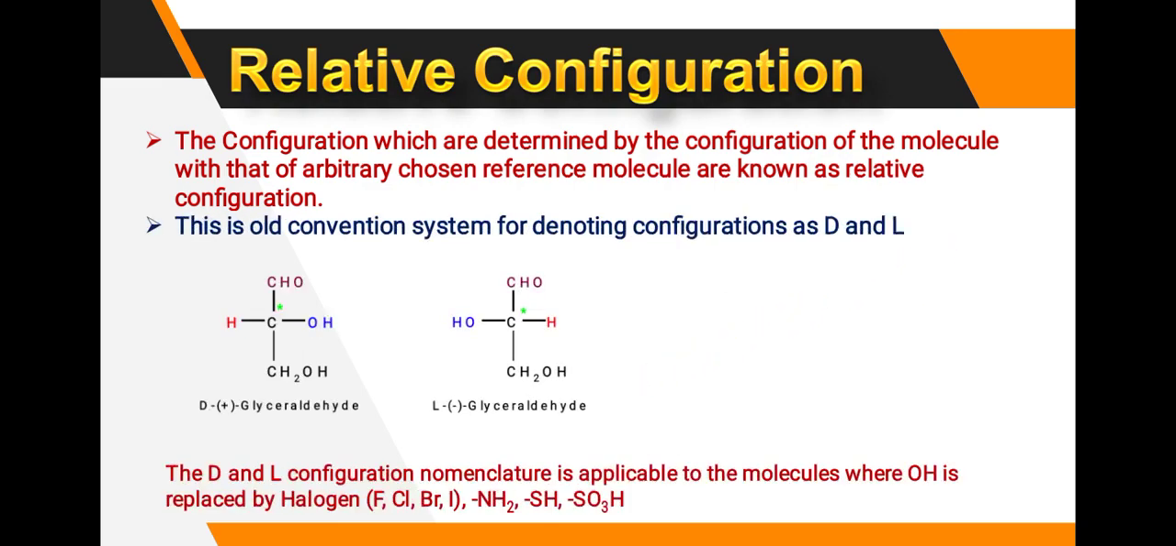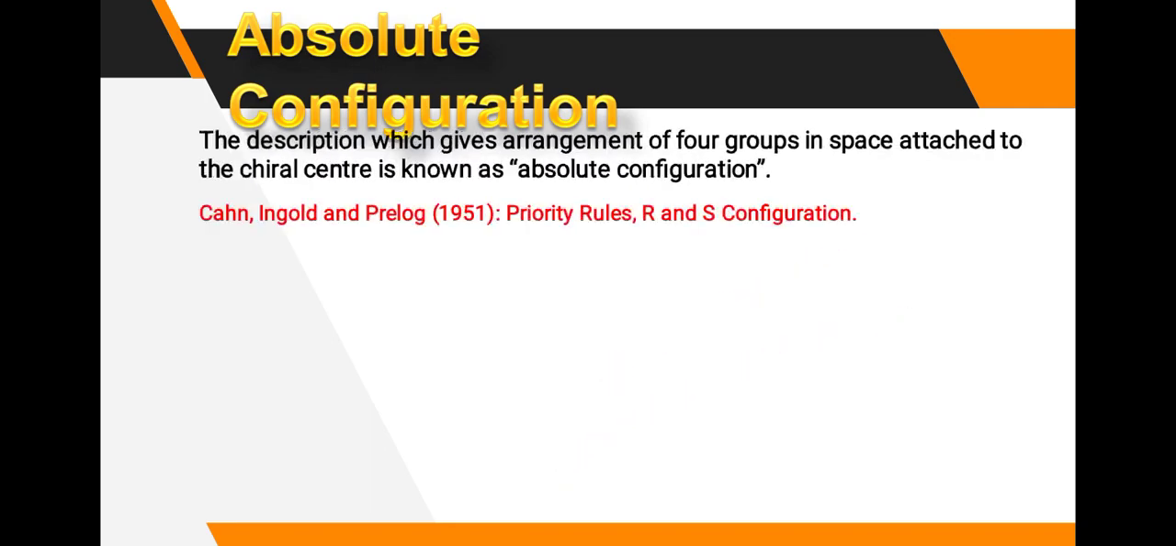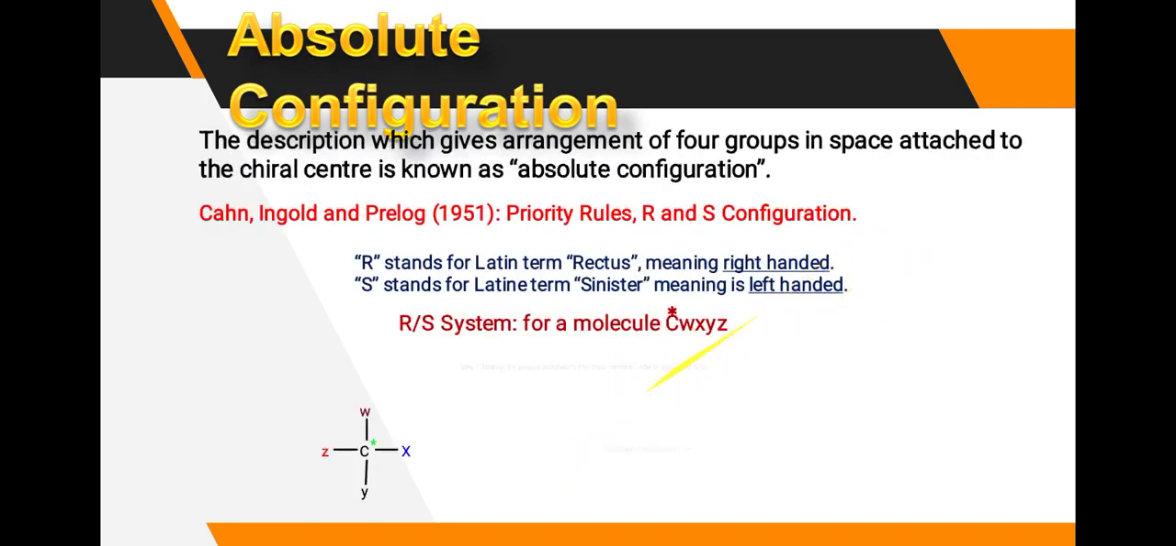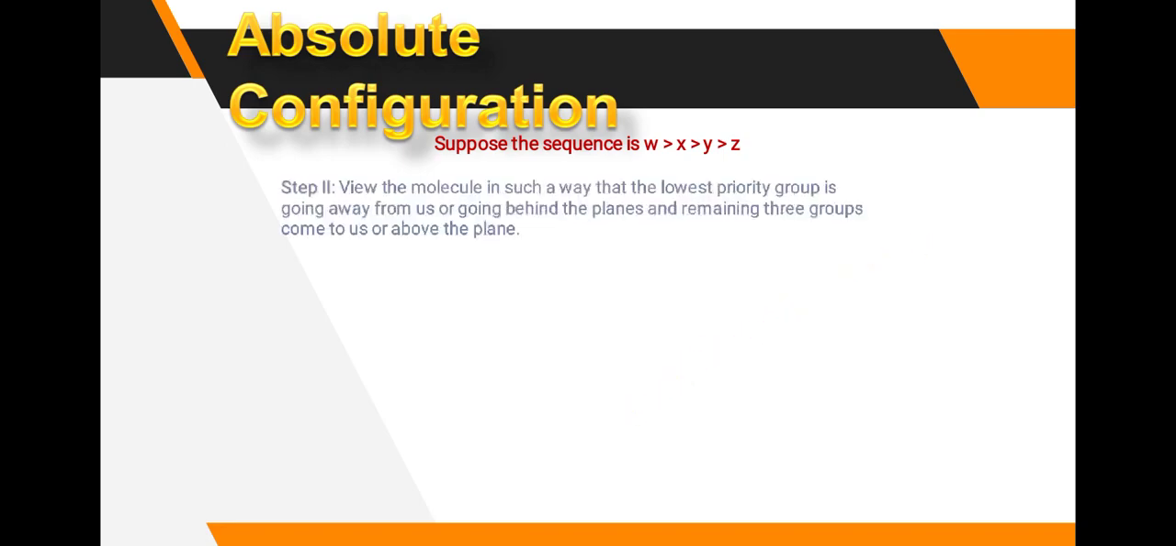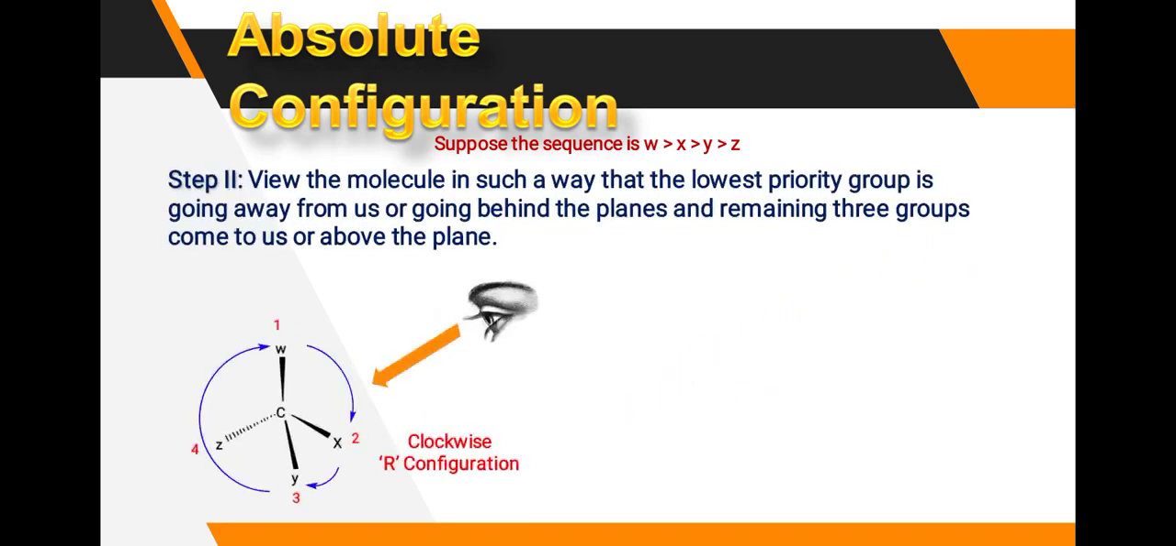The 4th priority group is present below the plane. Here see the example. See the example here. Here the eye is there, and seen from this side, the Z is the 4th priority group. This is below the plane, dotted line. Okay. This is clockwise configuration 1, 2, 3, 4.